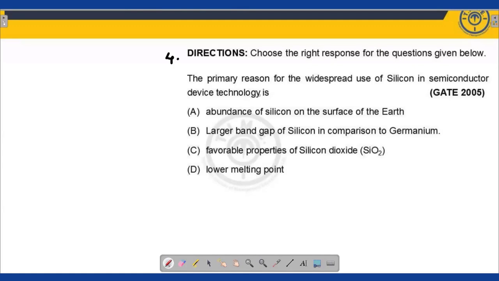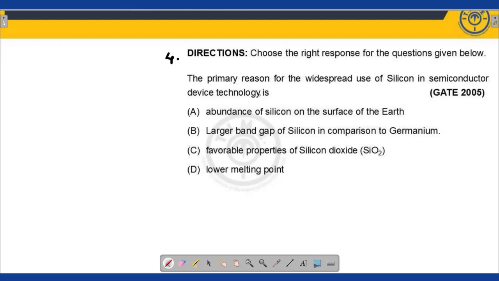Generally, in today's generation, my dear friends, we are completely on the chip side. We are designing various products, semiconductor devices. There, the raw material for the substrate, we are going to use silicon only, my dear friends. Okay. So for that, let me go for the answer, my dear friends.